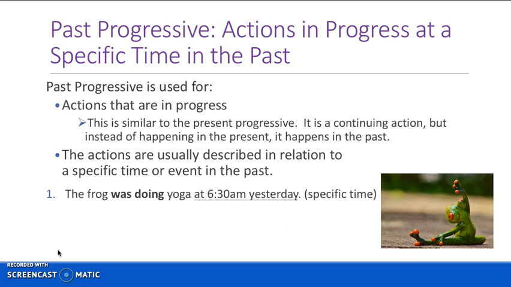The frog was doing yoga at 6:30 a.m. yesterday. So was doing is our past progressive. We have a be verb in the past and the verb with the ing ending. At 6:30 a.m. yesterday is a specific time.